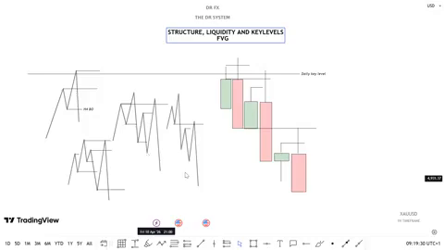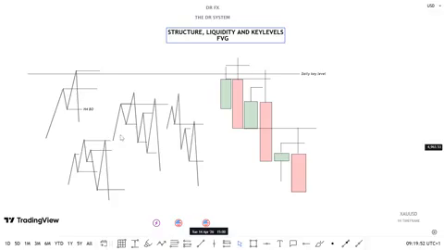This is what we call external liquidity, and it is used as target. It can come in the form of trendline liquidity, double tops and double bottoms, and it can also come in the form of sessional liquidities. I'm trying to be very fast on that. So liquidity can come in the form of internal liquidity, and it can also come in the form of external liquidity.